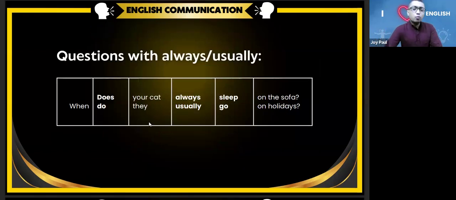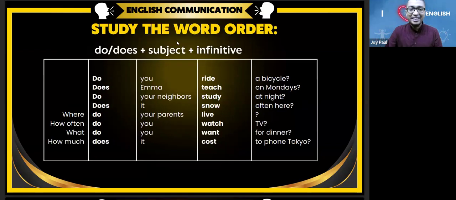Let's see. Question with always and usually. Does your cat always sleep on the sofa? When do they usually go on holidays? Do they usually go on holidays? Create a WH question, add it before when. When do they usually go on holidays?